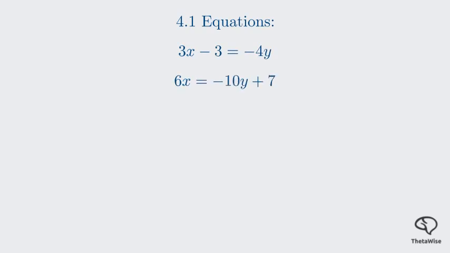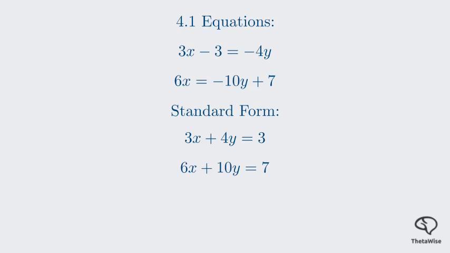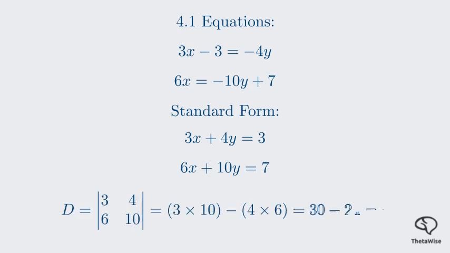First, we rearrange them into standard form. This gives us 3x plus 4y equals 3, and 6x plus 10y equals 7. Now we find our determinants. The main determinant D is formed by the coefficients of x and y, 3, 4, 6, 10. Its value is 3 times 10 minus 4 times 6, which is 30 minus 24, or 6.